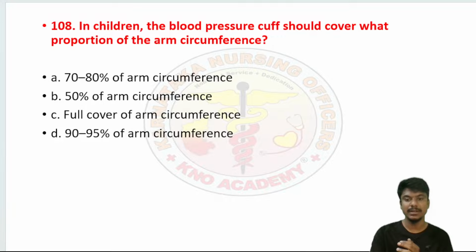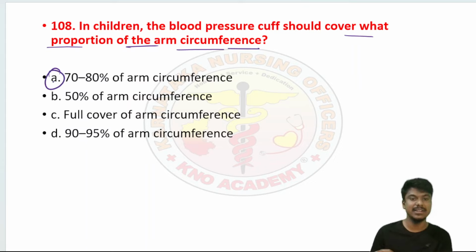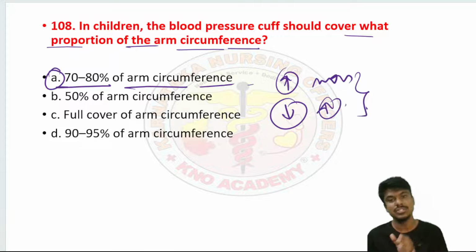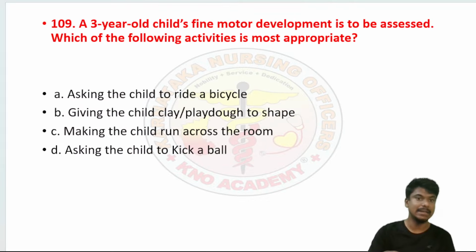So moving to the next question, question 108. Here, in children, the blood pressure cuff should cover what proportion of the arm circumference? In the last NORCET also, they asked about the width and the length of the BP cuff. Here the right answer is 70 to 80% of the arm circumference. If it is more, it will give non-reliable values. If the width is less, it will give falsely high values. So to prevent that, we have to ensure the cuff covers 70 to 80% of the arm circumference. So option A is the right answer.